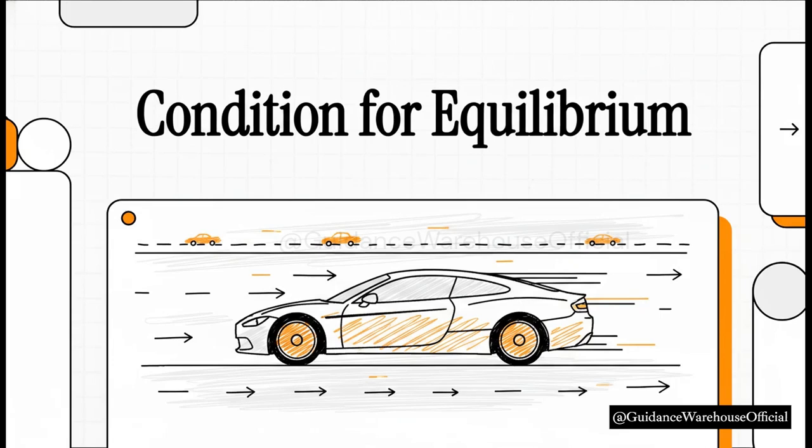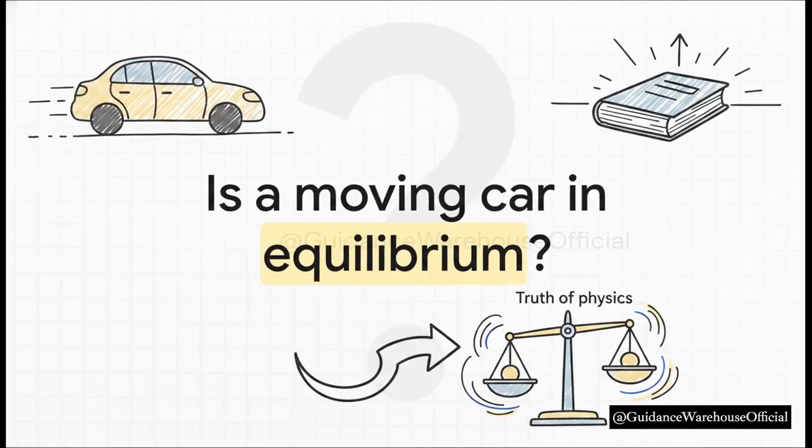Imagine you're cruising down the highway at a perfectly constant speed of 70 miles per hour, just driving along smooth and steady. Now, ask yourself a question. Is that car actually in equilibrium? I bet a lot of you instinctively said no way, right? I mean, the car is moving fast.